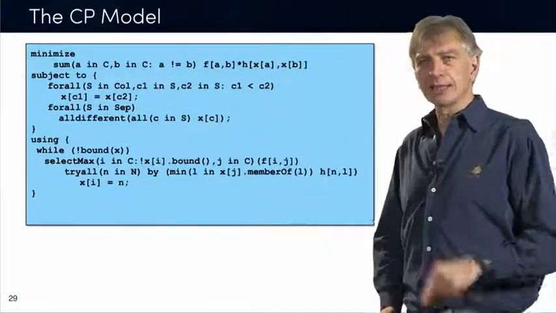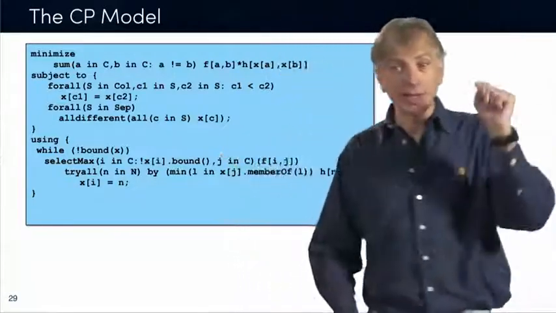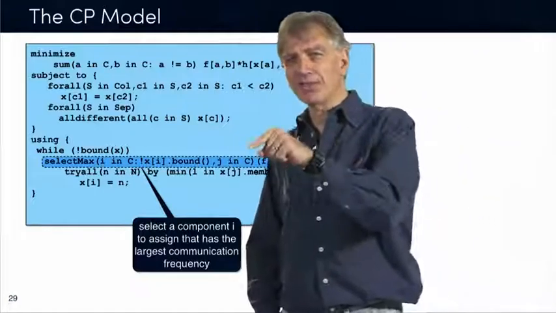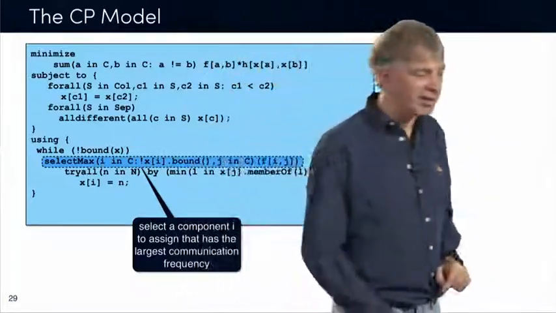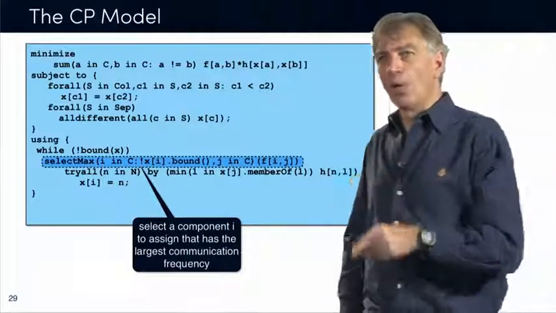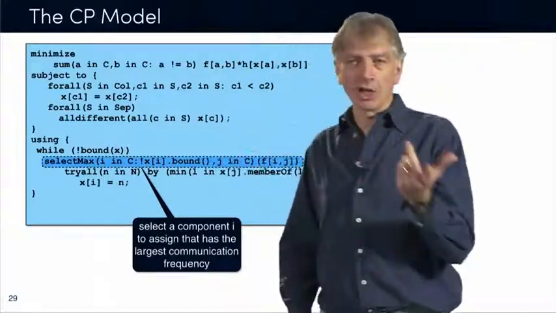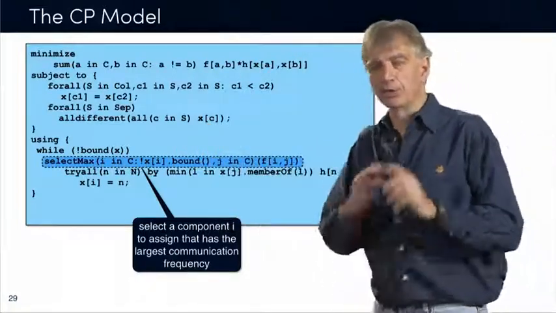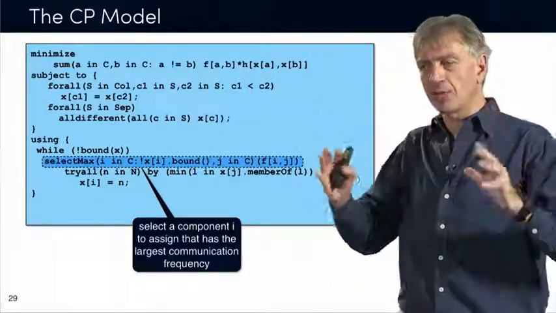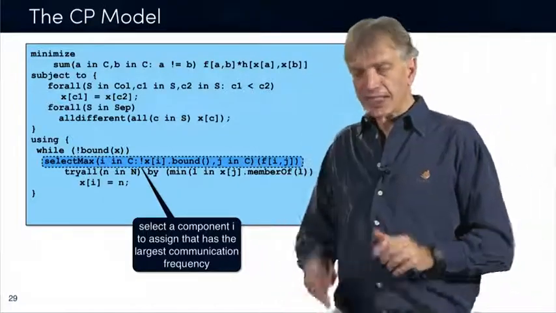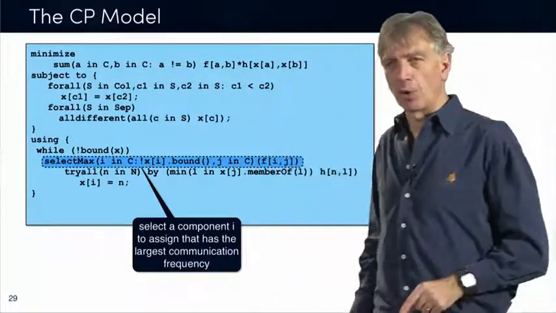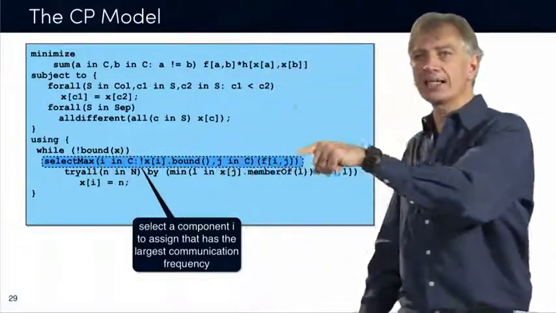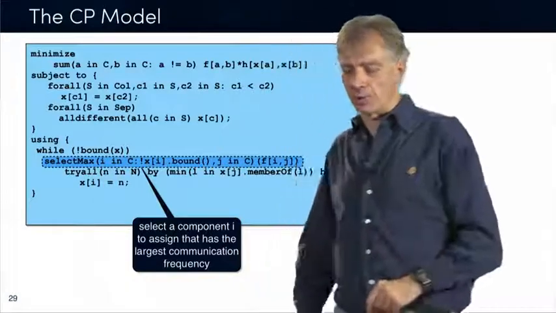What is really interesting in this particular example is the search procedure, because it's going to focus on the objective function. So this is what you do. At every step, until all the components have been placed, you take a component I which has not been assigned so far and which is interacting with as many components as possible. It has very high communication. Select I, which has the maximum frequency of communication with another component J.